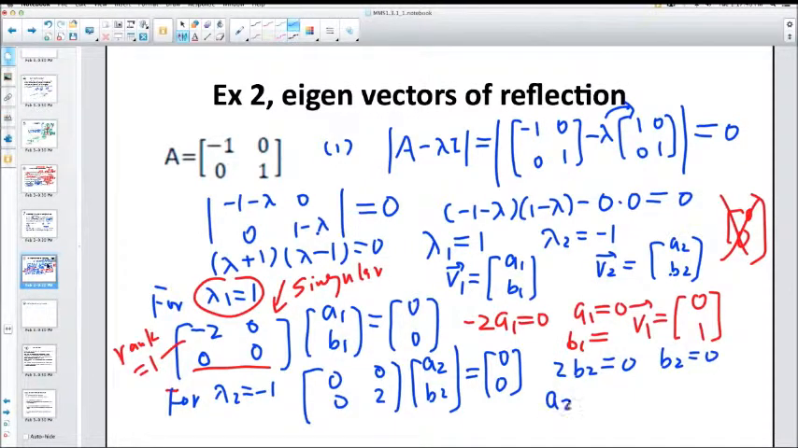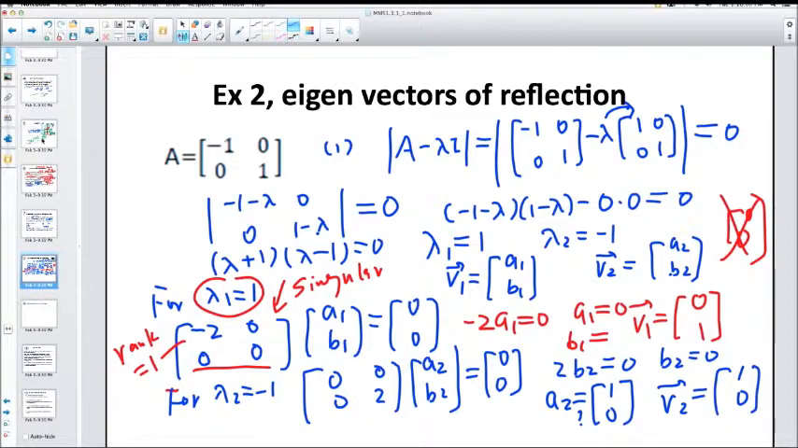How about A2? What do you select? The easier, the better. But don't select the 0, please. That will be 1, 0. And when you have the 1, 0, you know it's just flipped to the other side. And it's still on the same line. So the second vector is 1, 0.